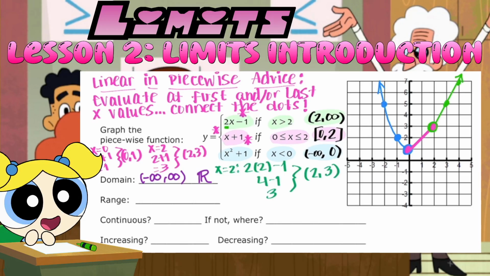The range, we go from bottom to top. My lowest point in the range is at 1, right? Right here. It's not 0, but it's 1. The only time we're really focused on y values is range, okay? So from 1, and it goes up forever to infinity.